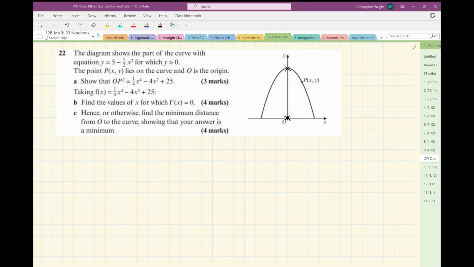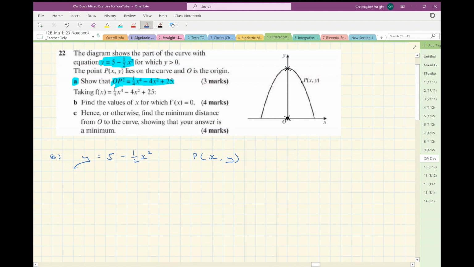Question 22. The diagram shows part of a curve with this equation. And the point P, which is (x, y), lies on the curve, and O is the origin. Okay. Part A, show that OP squared equals that expression there. So what we've got here is an equation for a curve, and we've got a point that lies on the curve, which we're calling P. That could be any point on the curve.